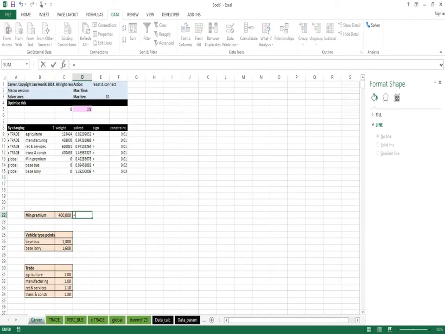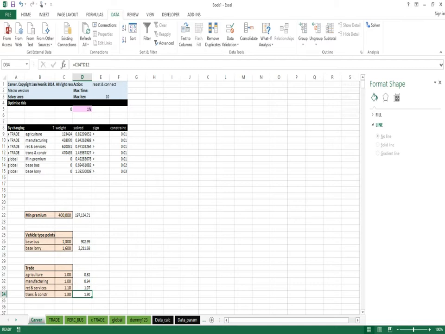Okay, so currently the minimum premium is 400,000, and Carver suggests that it should instead be 197,000. And the buses base premium should be 900, and the lorries should be 2,200. And agricultural multiplier should go down, and manufacturing should go down, and retail and services should go up, and transport and construction should almost double.